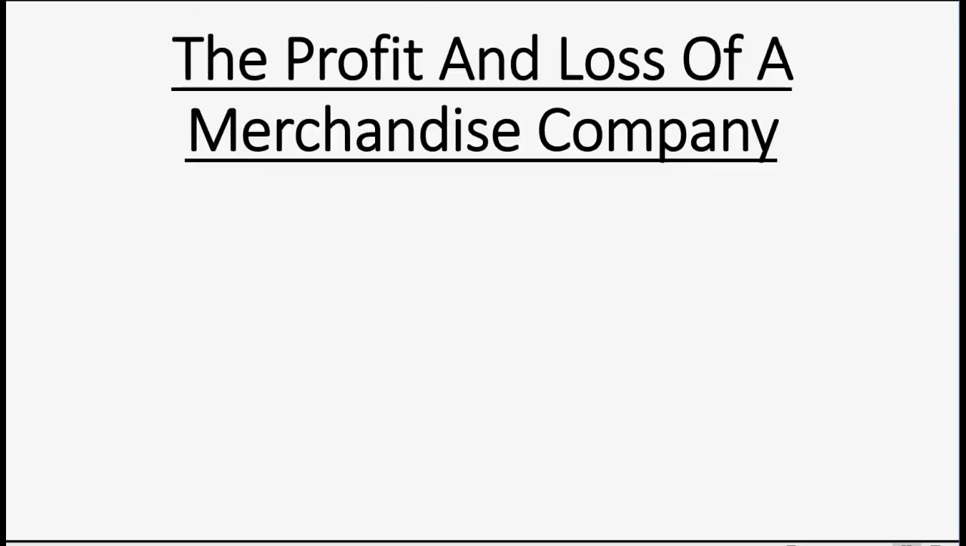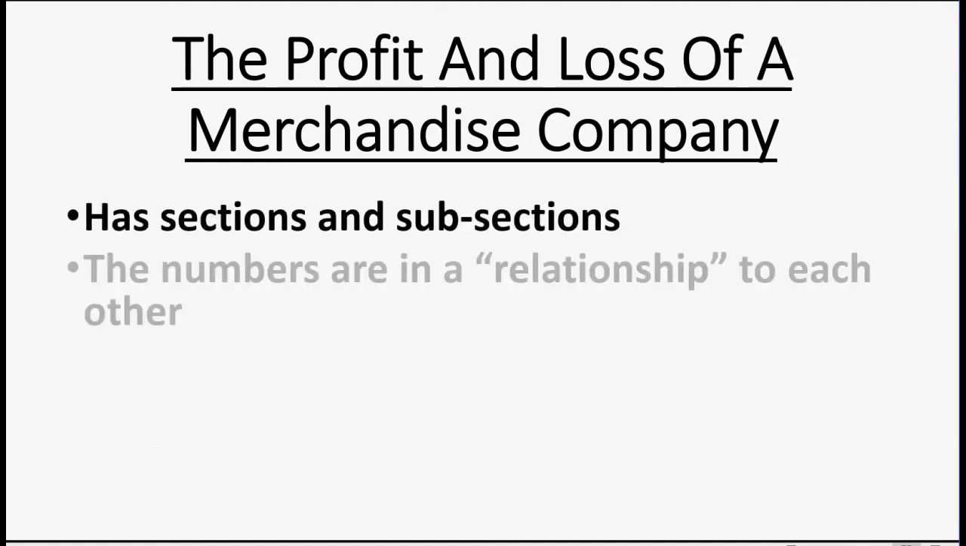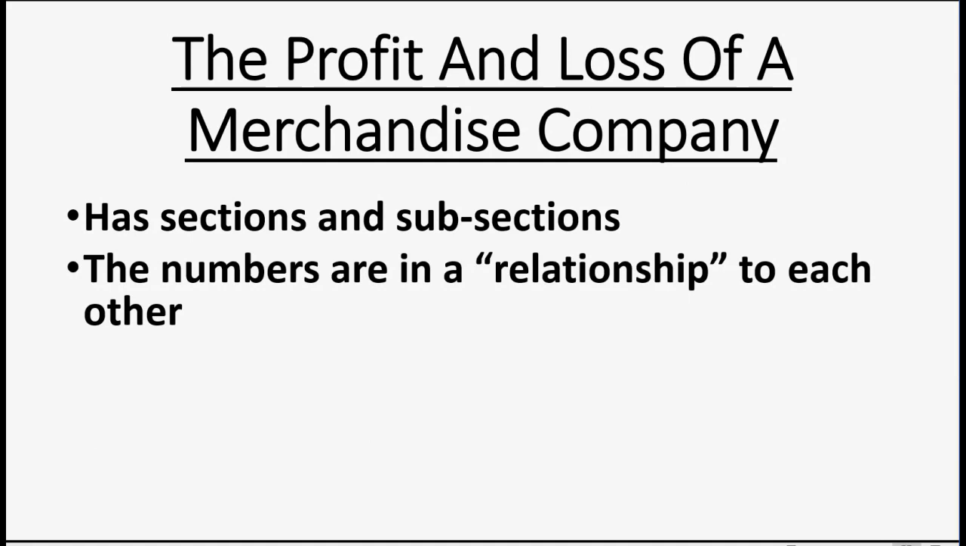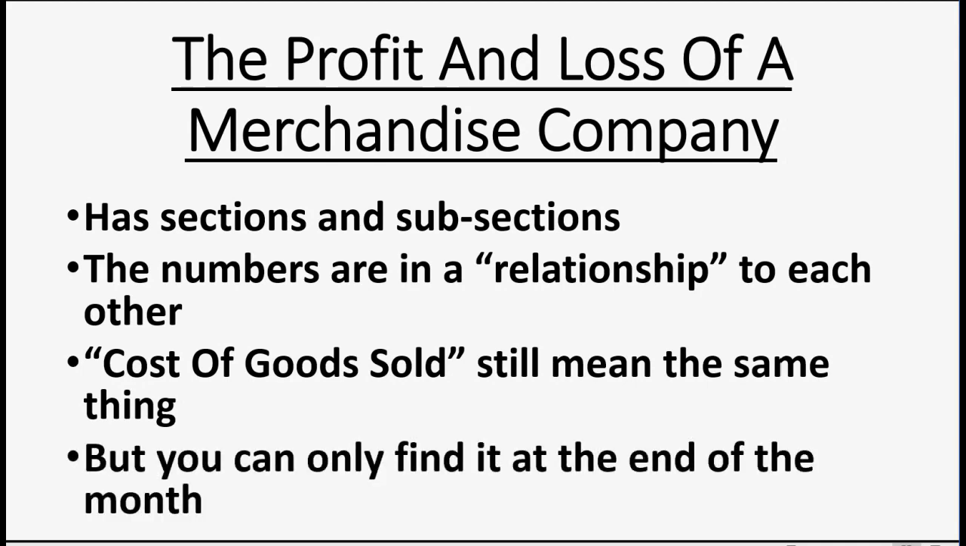Now, what am I talking about? Well, the profit and loss of a merchandise company has sections and subsections. The numbers are in a relationship to each other, and cost of goods sold still means the same thing, but you can only find it at the end of the month or the end of the accounting cycle when you're ready to report your numbers.